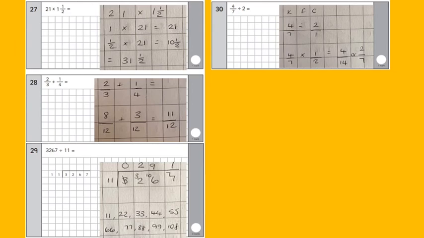Number 29, 3,267 divided by 11. So for this one, write out your 11 times tables, and then once you've done that, you can solve the division like normal, which should give you the answer 291. I think that's 1. No, it won't be, sorry, it'll be 7. Sorry, I cut the top of the answer after that one. It'll be 297. And finally, 30.